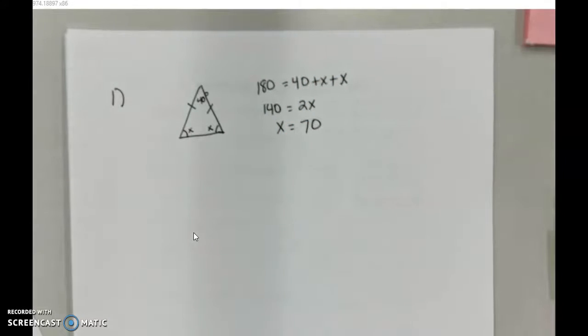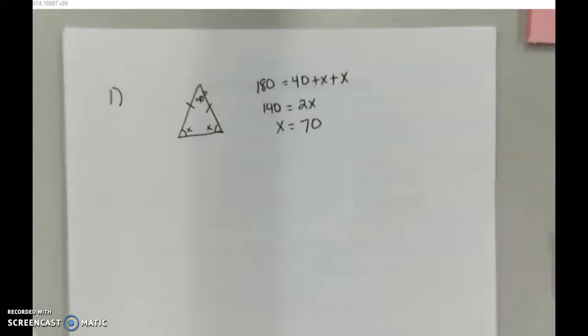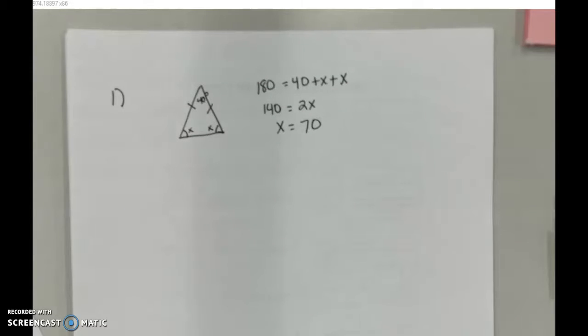Okay, and I'm not going to work number 4 because that was just like a problem that I worked in the notes. So go back and look at that one again, and it will help you solve number 4.